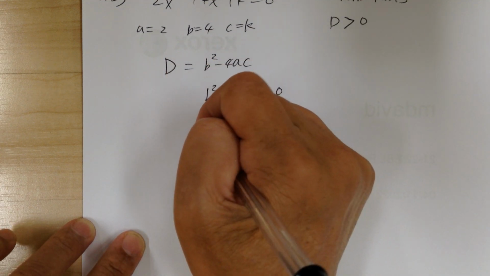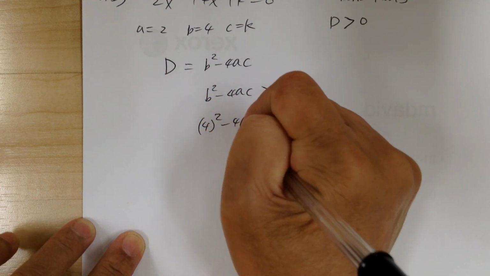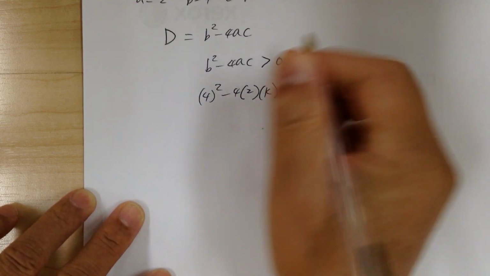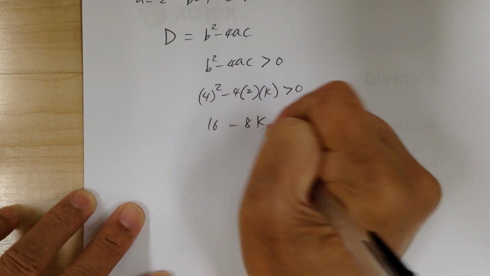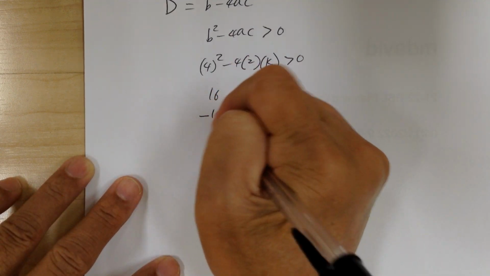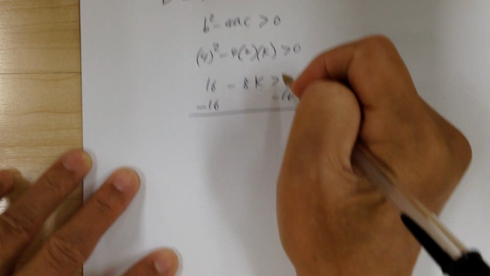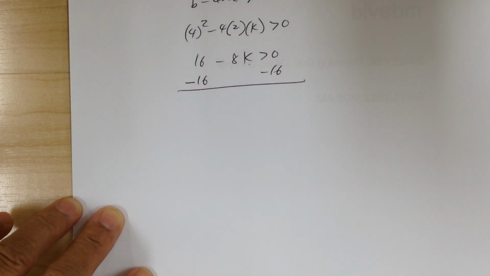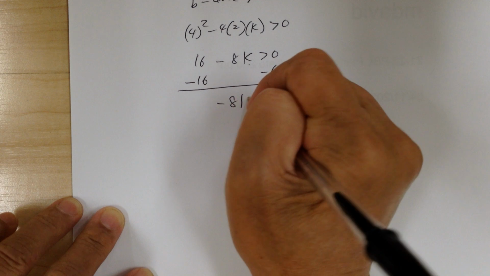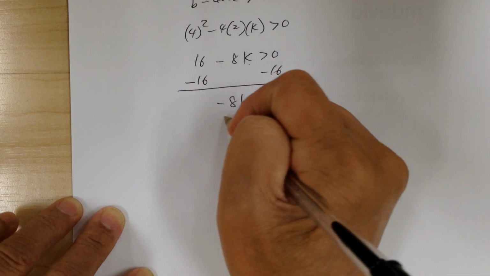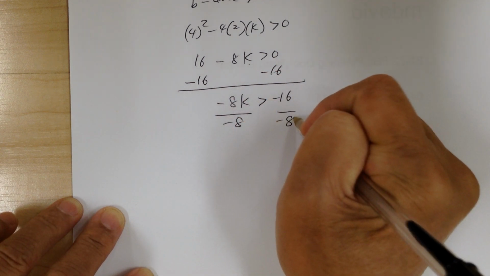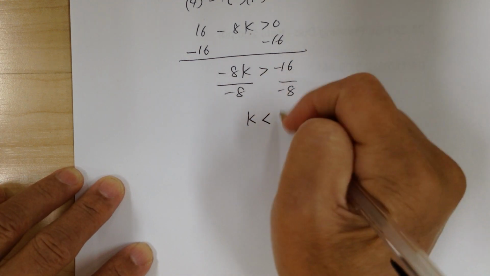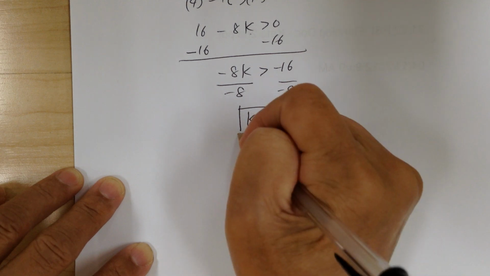So you substitute. So you got 4 squared minus 4ac greater than 0. So you got 16 minus 8k greater than 0. So minus 16 on both sides. Now when you're in inequalities, you want to keep the variable on the left-hand side. You will cut down a lot of careless mistakes. So you got negative 8k is greater than negative 16. Divide by negative 8, divide by negative 8. So k, now when you divide by negative number, you have to change the direction. So k will be less than 2. Okay.